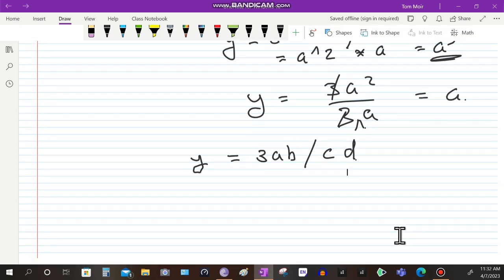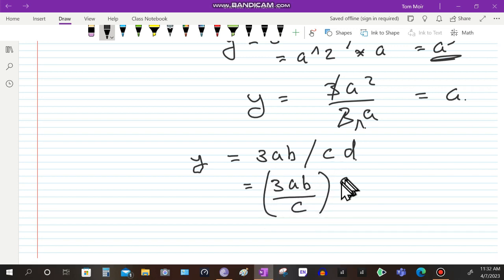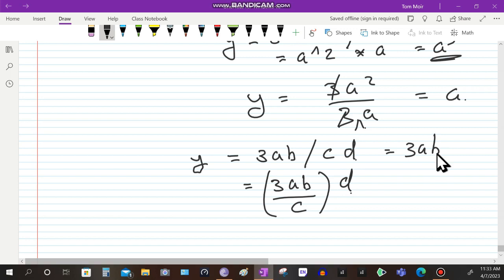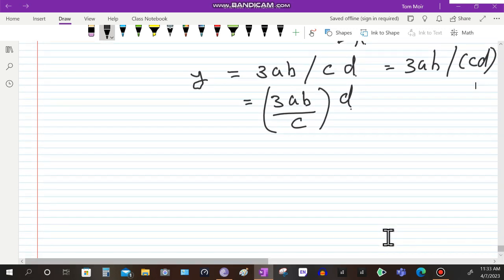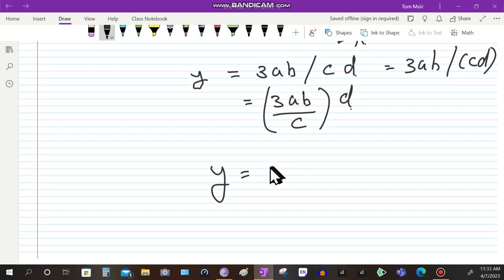Again, I'm on dangerous ground writing like that, because if somebody has come up through the primary schools, in certain areas, they'll say, okay, that's equal to 3AB over C multiplied by D, which is perhaps not what I wanted. So what I'd have to say is that's equal to 3AB divided by CD, however ugly it may look.